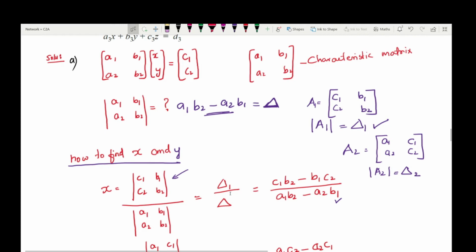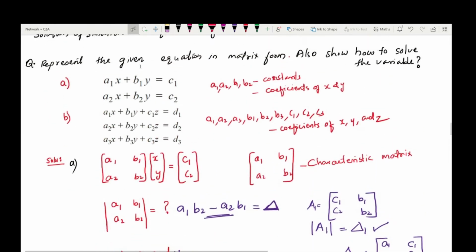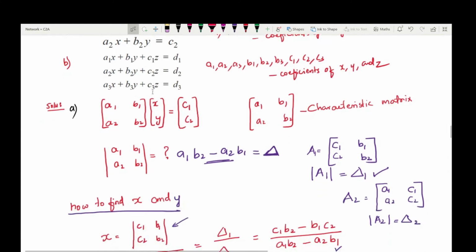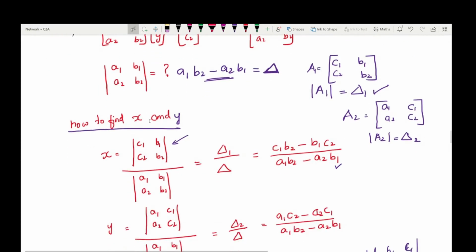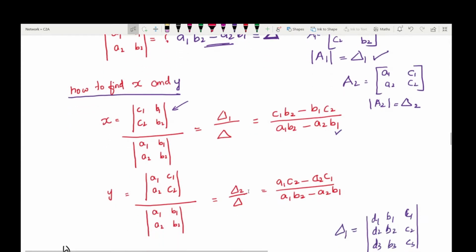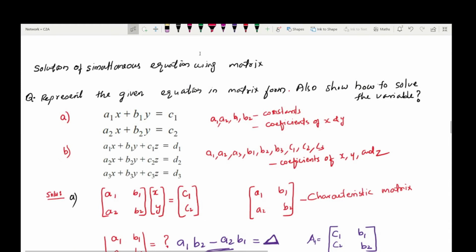So x is delta 1 by delta and y is delta 2 divided by delta. As I mentioned earlier, for two variable simultaneous equations, by means of the determinants of three matrices, that is delta, delta 1 and delta 2, we can solve the variables. y is equal to delta 2 by delta. What is delta 2? A1 C2 minus A2 C1 divided by A1 B2 minus A2 B1. So this is the method of solving a two variable simultaneous equation using matrix form.